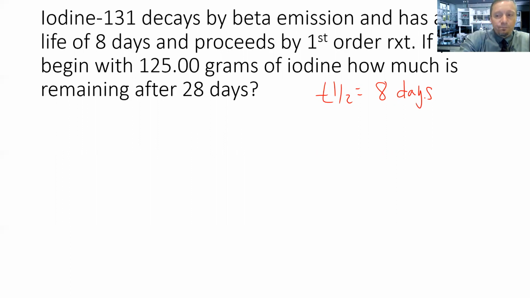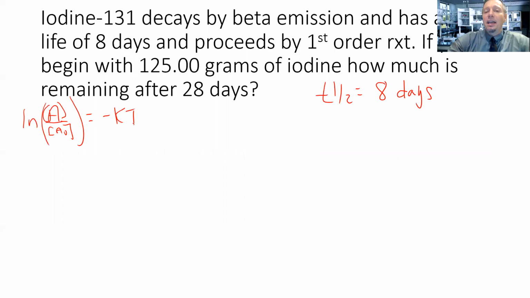So I'm going to rewrite my integrated rate law for first order, and I'm going to write it like this. I'm going to go the natural log of A divided by the concentration of A original, and that's going to equal negative kt.